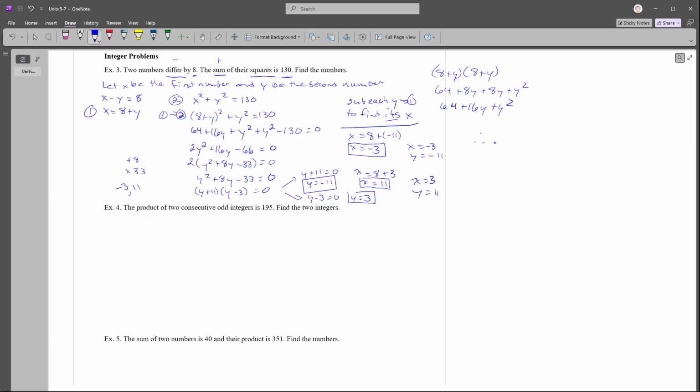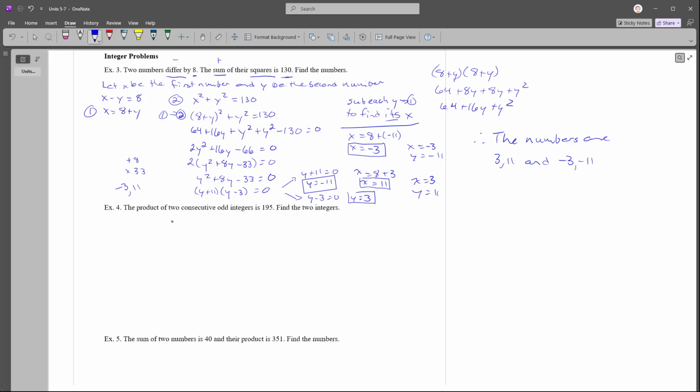So therefore, the numbers are 3 and 11 and negative 3 and negative 11. So we came up with a situation that there are two possibilities. That's perfectly valid. There's nothing wrong with that. Okay, let's go to the next one.